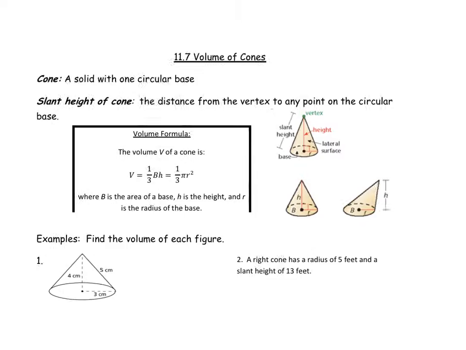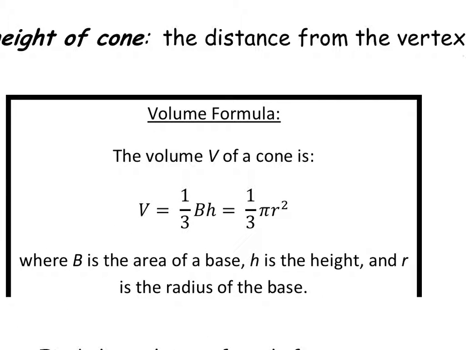It's 1/3 pi r squared. What's it missing? Height. Add it on, because otherwise it's wrong. Sorry, it's not correct. 1/3 pi r squared h. That's the most commonly used. So this is your formula for a cone.